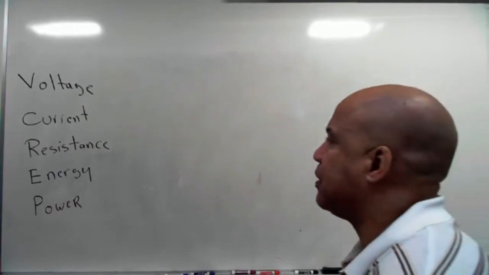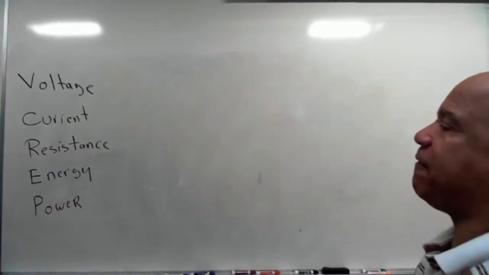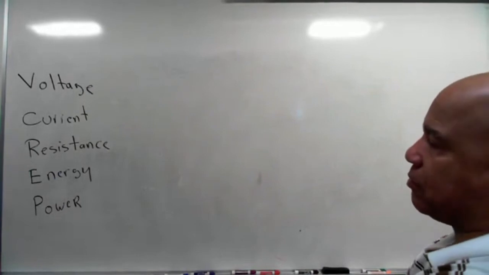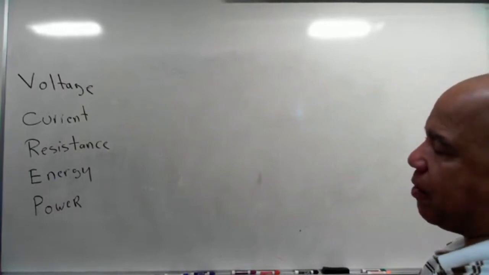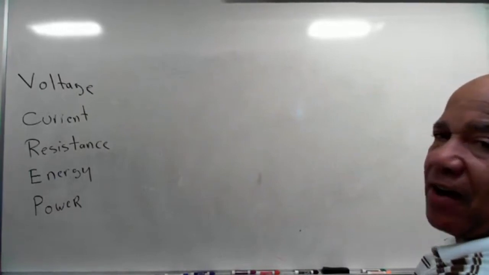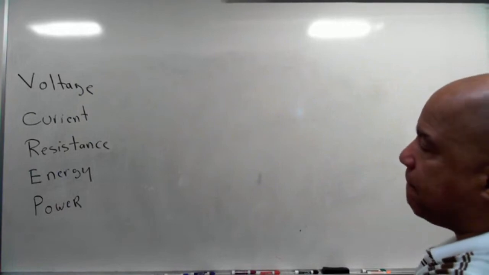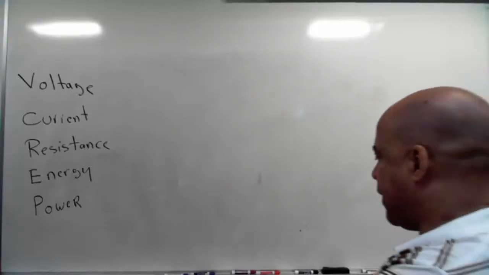So I want to ask you a question. Of the five quantities I have on the board, voltage, current, resistance, energy, power, which of the five do you pay for? When you pay, what are you paying for? Energy. You're paying for power. You're paying by the watt.